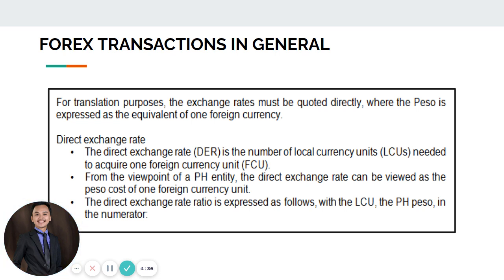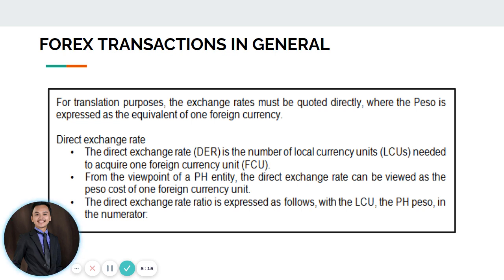Let us say you are required to have 50 pesos in order to acquire $1. That is the direct exchange rate: the number of pesos in order for you to acquire a single foreign currency unit. From the viewpoint of a Philippine entity, the direct exchange rate can be viewed as the peso cost of one foreign currency unit. As mentioned earlier, it is the peso value per one foreign currency unit.